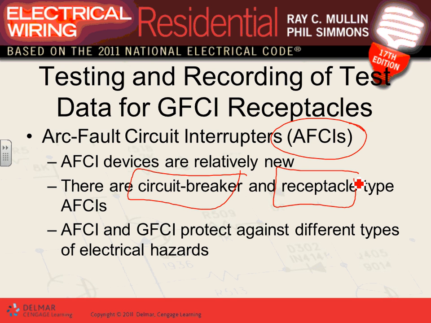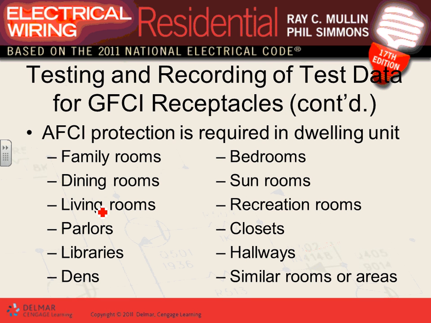AFCI and GFCI protect against completely different hazards. GFCI protects against shock hazard, AFCI against an arc that could escalate into a fire. Any comments, guys, about these two devices? An arc fault circuit interrupter protects you from an arc that can escalate into a fire. GFCI protects you from the shock hazard. Here are all the locations by the NEC code book 2011 that require an AFCI. Now, Adam, the common denominator between these is no GFCI. Can you guys see that?